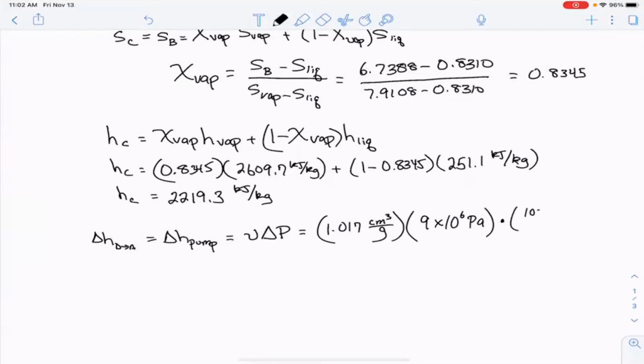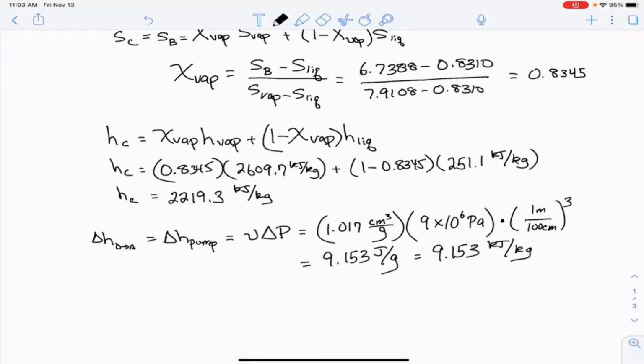So I can do 1 meter over 100 centimeters, not 100 meters, sorry about that, over 100 centimeters cubed. And that tells me that delta H of the pump is 9.153 joules per gram, which of course is just equal to 9.153 kilojoules per kilogram. And I'm going to do that just so we stay in the same units for everything that we're doing.